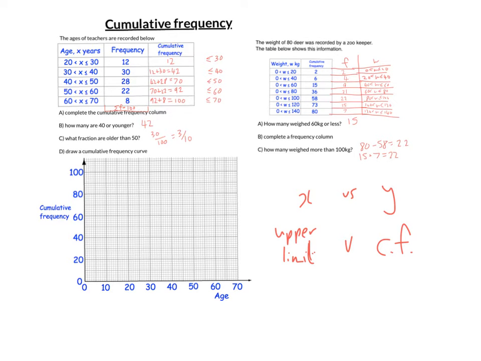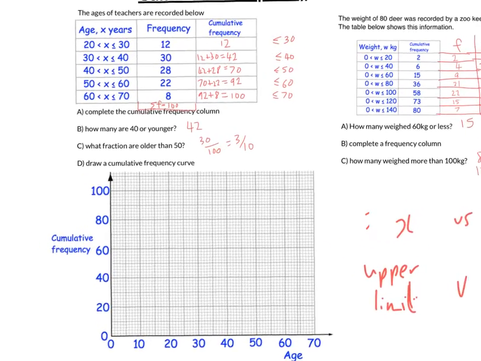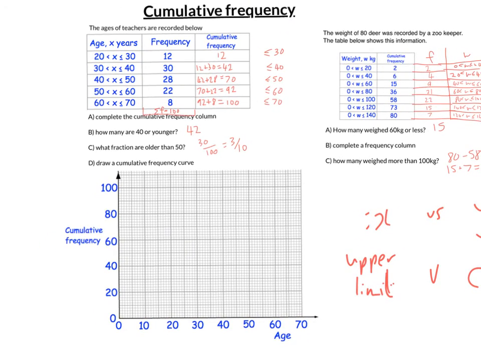So if your graph has frequency up the side, it's not a cumulative frequency curve. It has to have cumulative frequency up the side, and along the bottom you plot the variable, and when we're drawing the actual points, you'll be plotting the upper limit. The scale's already been done for you. The cumulative frequency runs up to 100, so the y-axis scale has to go up to 100. And on the x-axis, the ages will start at 20, which is important, and they go up as far as 70.